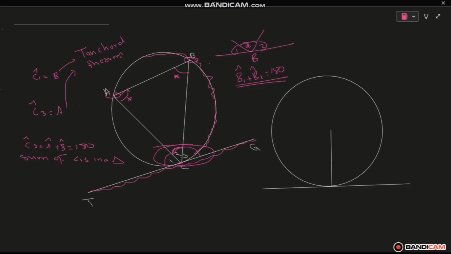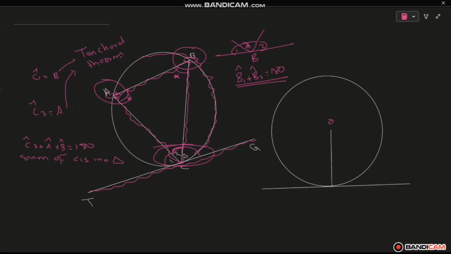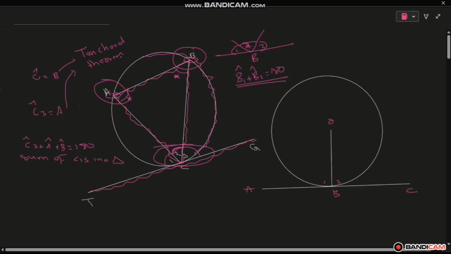Make sure that you revise them, because you will find them here. So as you can see, this is a triangle. That is why we used 180, saying that it is the sum of angles in a triangle, A, B, and C. So we have OB here as the radius, and we have a tangent AC at B. That makes B1 and B2 to be 90.